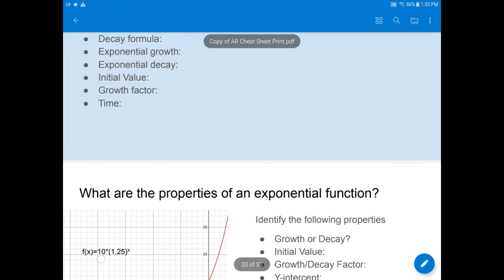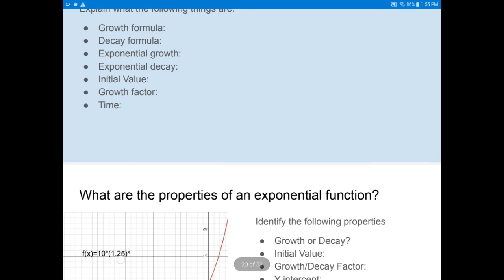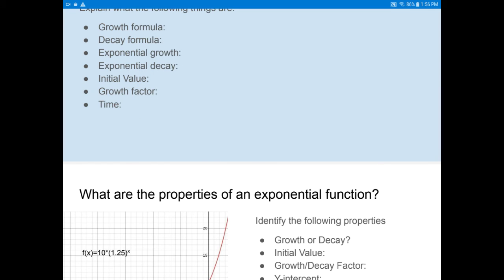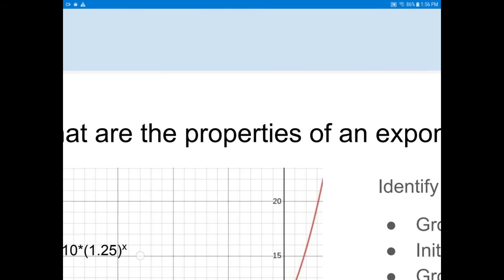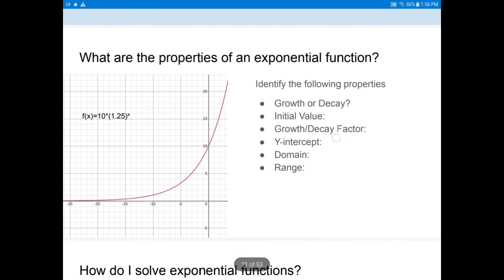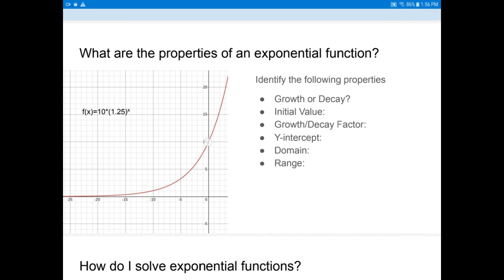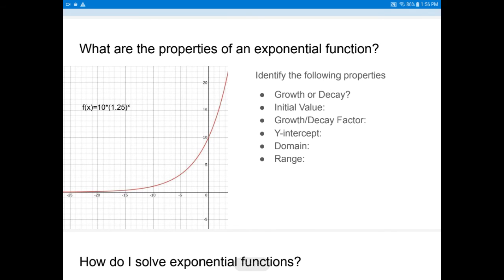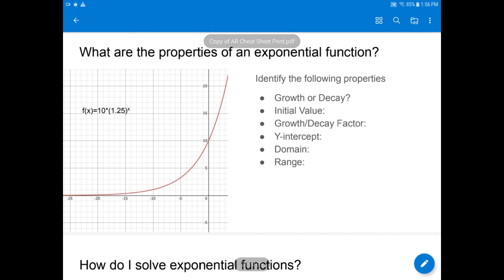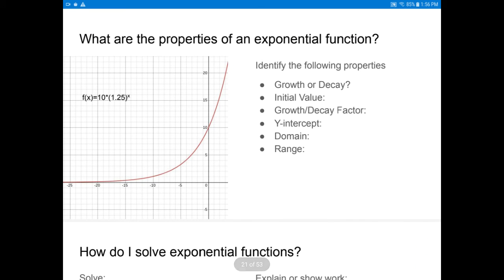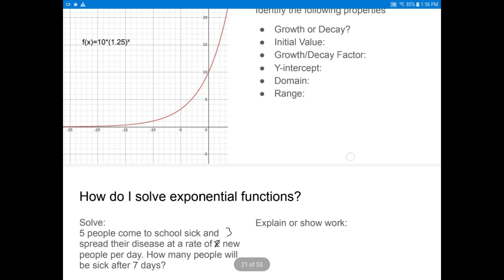Initial value is what it starts off with. So like right here, 10 is the initial value. Growth factor here is 0.25. So with that growth formula, it was actually 1 plus 0.25. And then the time is the x here, the exponent. So this one is growth. The initial value is 10. The growth factor is 1.25. Y-intercept is 10. Domain is all real numbers. And then range is 0 to infinity.